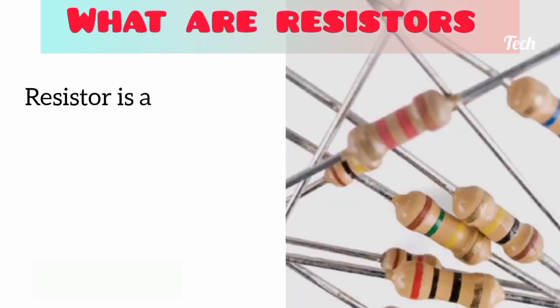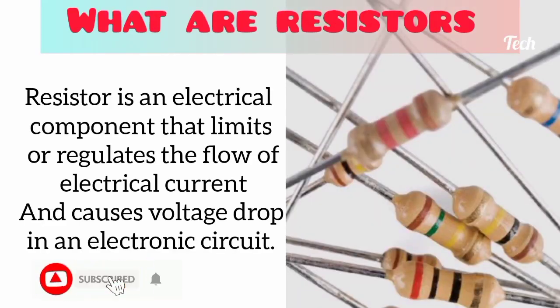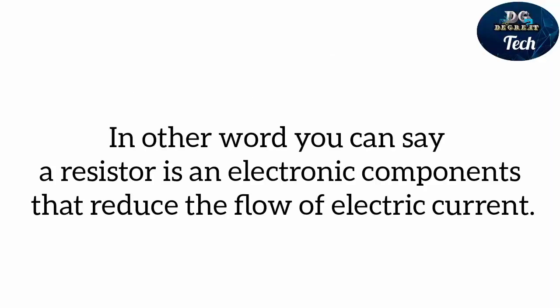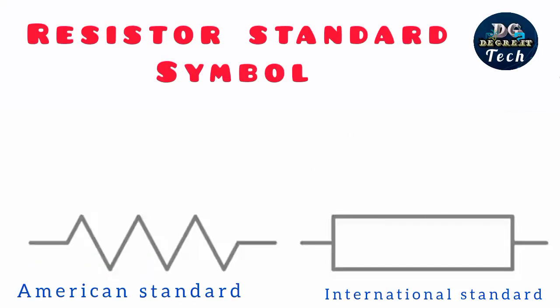What are resistors? A resistor is an electrical component that limits or regulates the flow of electrical current in an electronic circuit. In other words, you can say it is an electronic component that reduces the flow of electric current. The standard symbols for resistors are given below. The zigzag on the left is the American standard, and the one on the right is the international standard by the IEC.